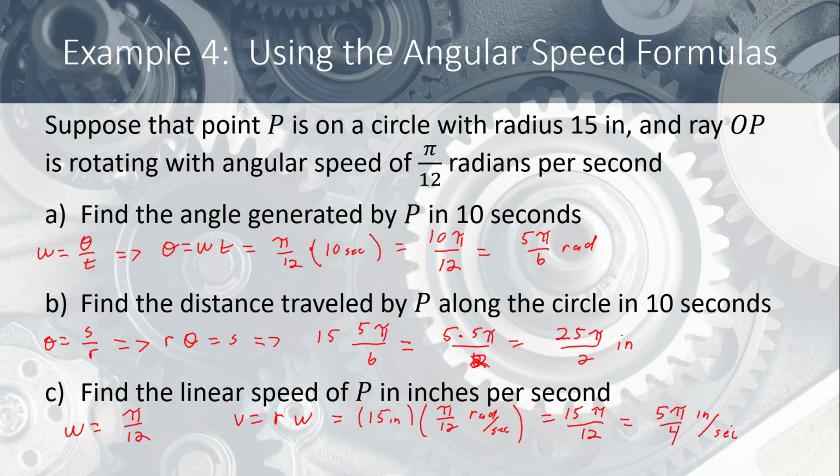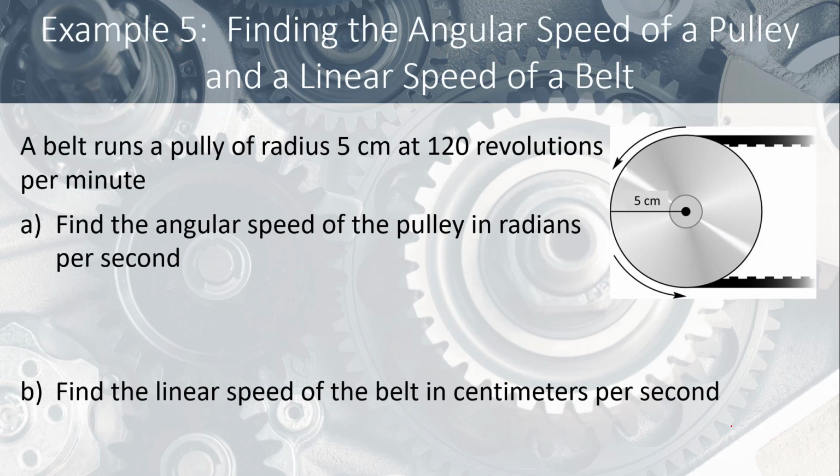And for our last example, we have this thing. We have a belt that runs a pulley, and the radius of the pulley is 5 centimeters, and it's spinning at 120 revolutions per minute. And the first thing we want to do is find the angular speed of the pulley in radians per second. Okay, so we're looking for W, we're looking for omega. Omega must be in radians per second.